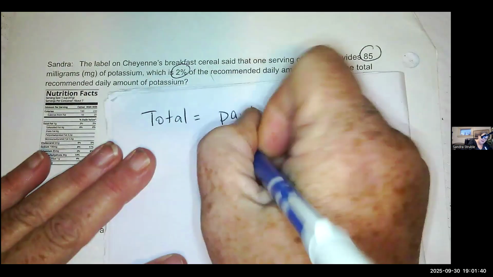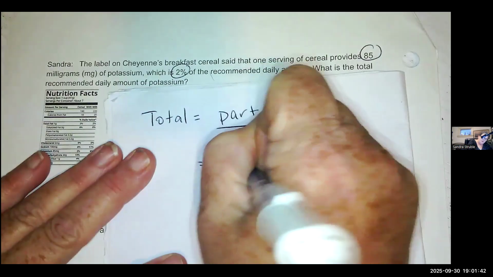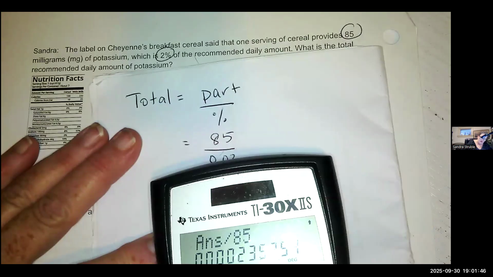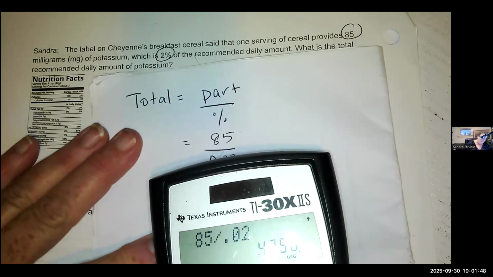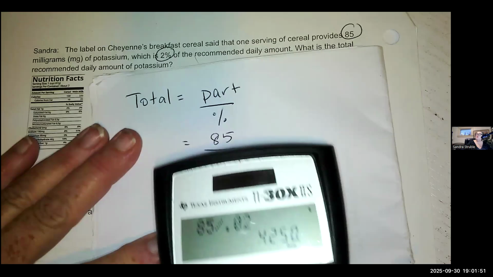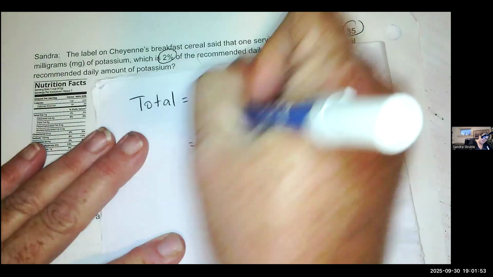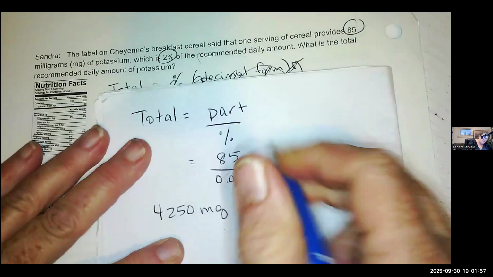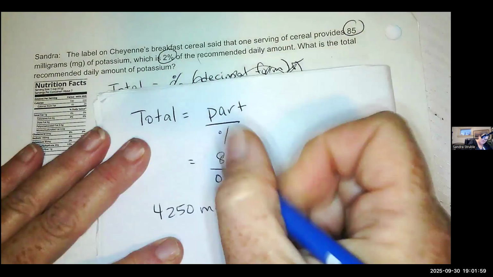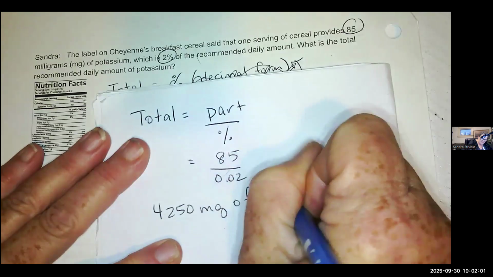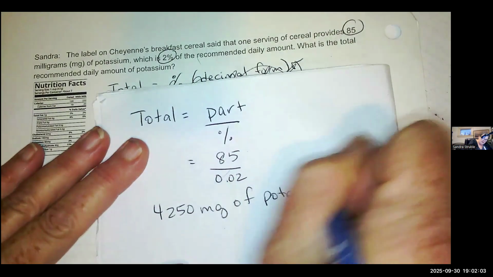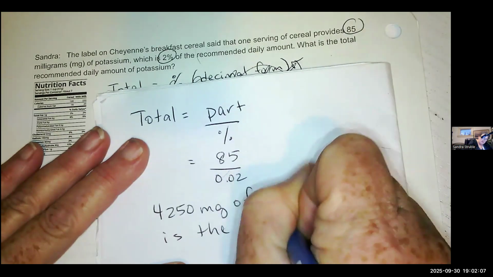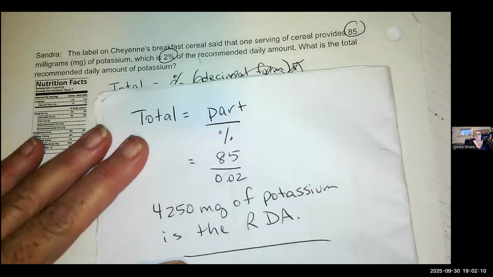The part is 85, and the percent was 0.02. Now let's do this. 85 divided by 0.02, there we go, 4,250. So 4,250 milligrams (mg) of potassium is the recommended daily amount. And I'm cool with RDA because that's what they call it as well.